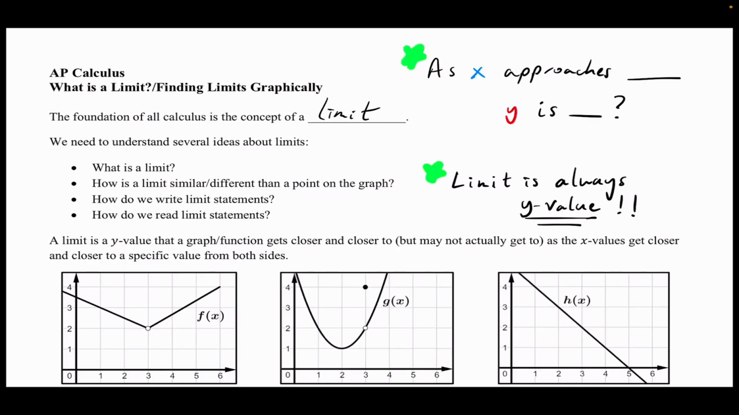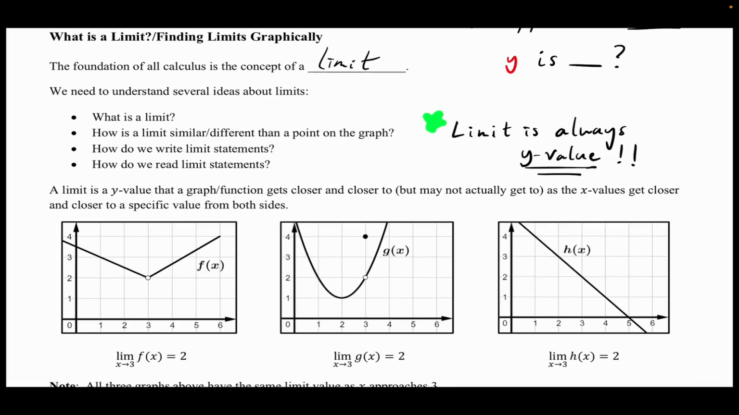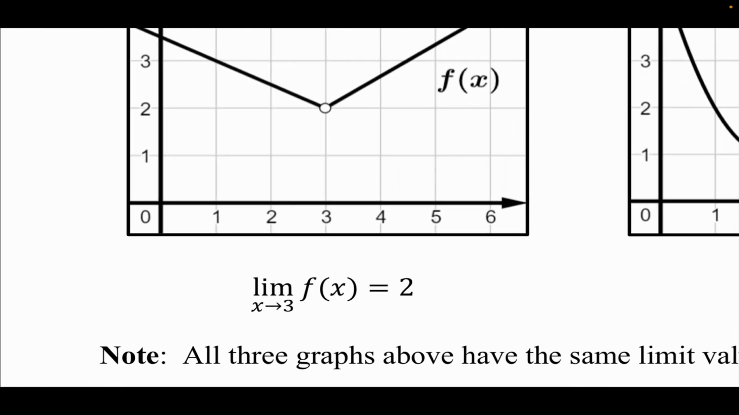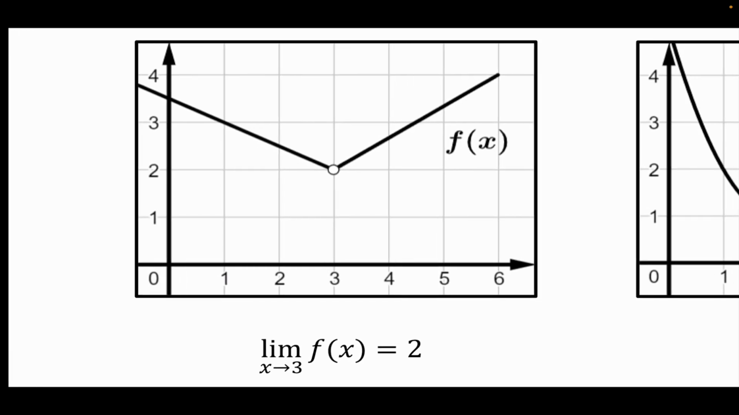It's always the y value. Whenever you get an answer for a limit, and we're going to get a lot of answers, it's always just the y value. We look at the y. Okay? So you're going to see things like, let's go down to the first graph. Let's look at this guy here. This V looking thing.